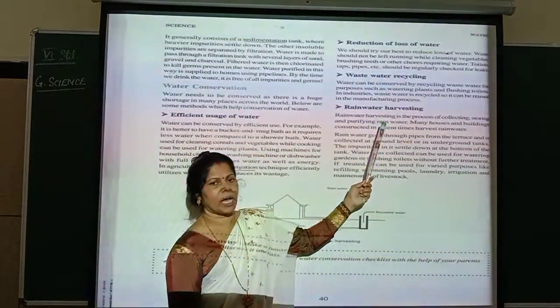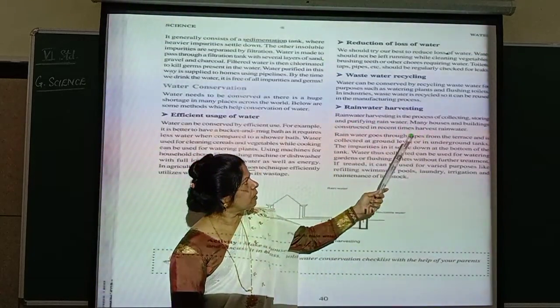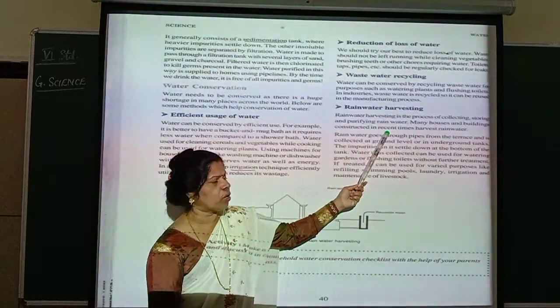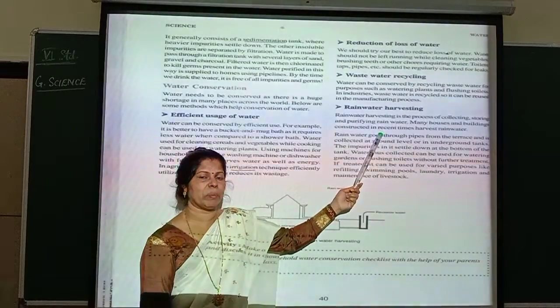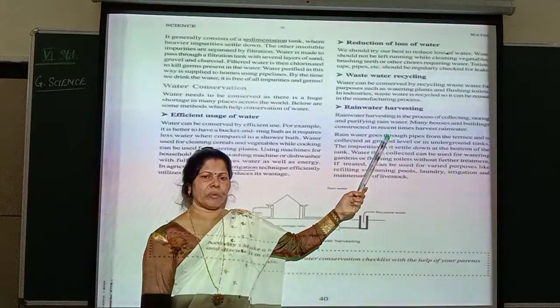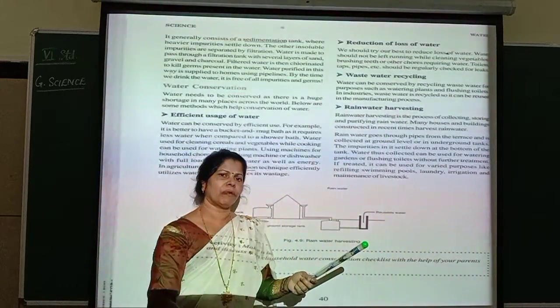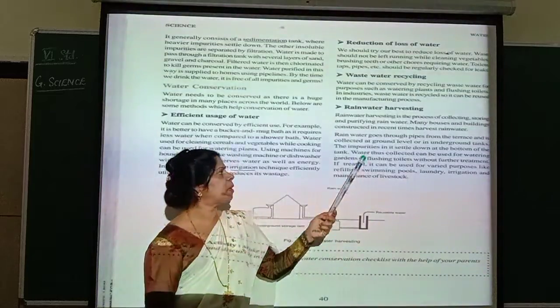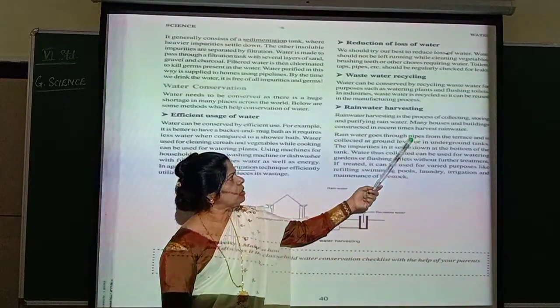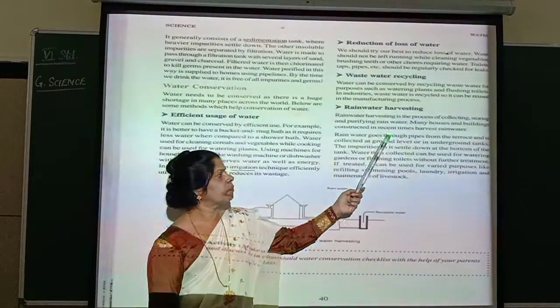Now rainwater harvesting. Rainwater harvesting is the process of collecting, storing and purifying rainwater. So rainwater harvesting in big buildings, now the government has made it compulsory. Whenever the rain pours, that will be stored, and that rainwater can be used for so many other purposes. Many houses and buildings constructed in recent times harvest rainwater.